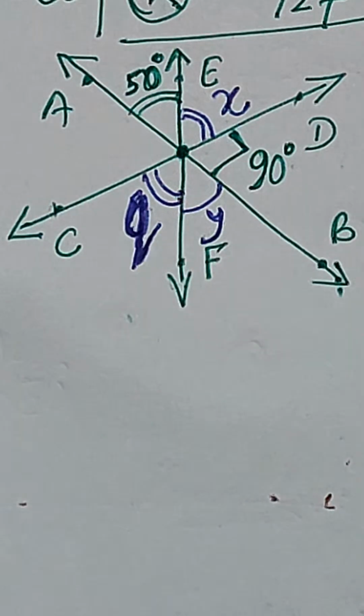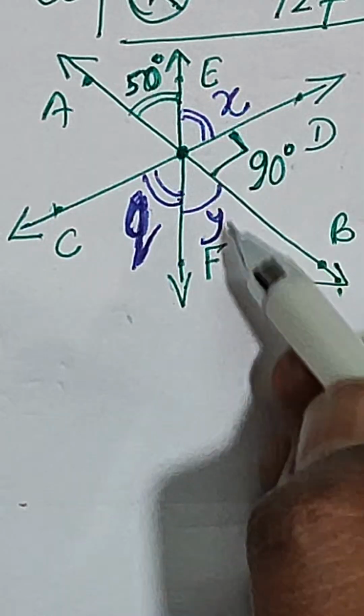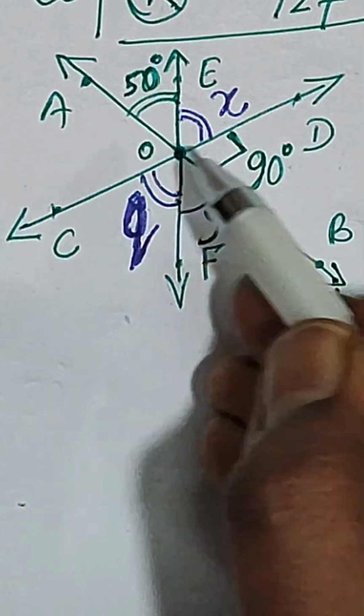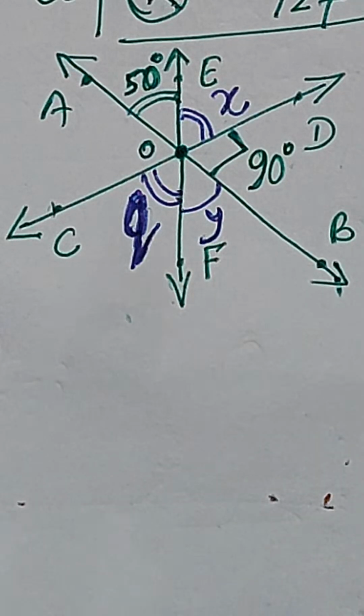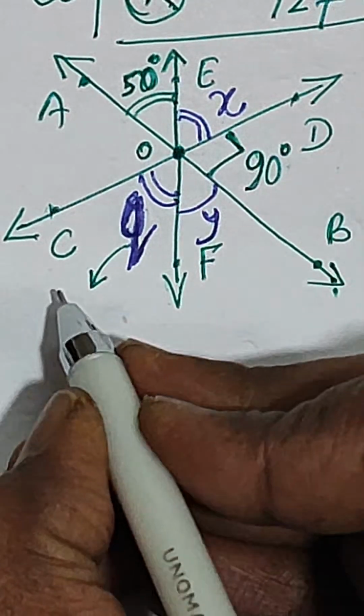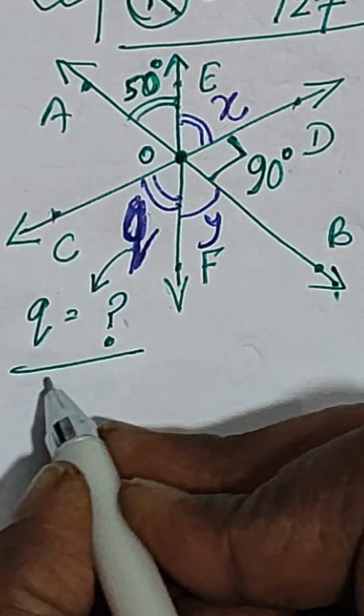So in this figure, it's given that AB, CD and EF are intersecting each other at a point, let's say O. Then we need to find the value of angle Q. What is the value of this angle Q? That needs to be calculated.